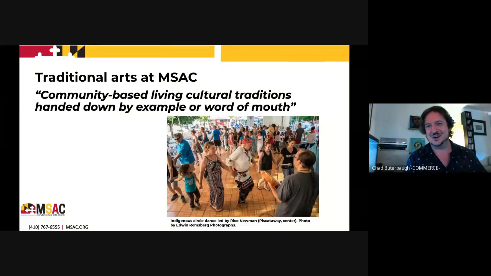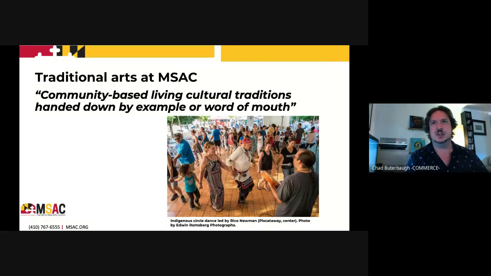The traditional arts are an art form that often requires a little bit of explanation in how we conceive of them and how we see them in our everyday lives. So our definition at MSAC of the traditional arts is right here. We're talking about community-based living cultural traditions that are handed down by example or word of mouth.